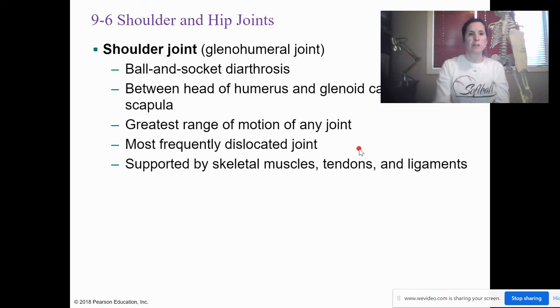All right, your shoulder and hip joints. The shoulder joint, ball and socket, diarthrosis. It's the head of your humerus. Okay, and then you learned last chapter, it goes into the glenoid cavity of the scapula. Greatest range of motion of any joint is the shoulder joint. It's also the most frequently dislocated, all right? So it has great motion, but it's not as supported as even our other ball and socket, which is the hip joint.